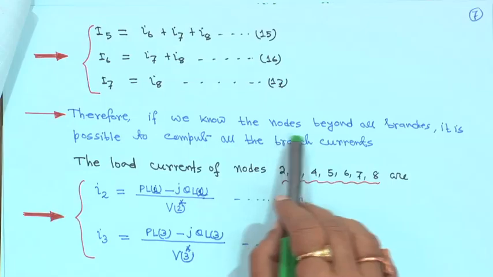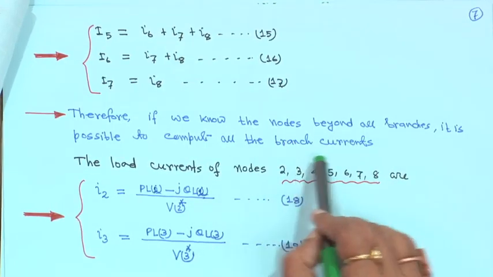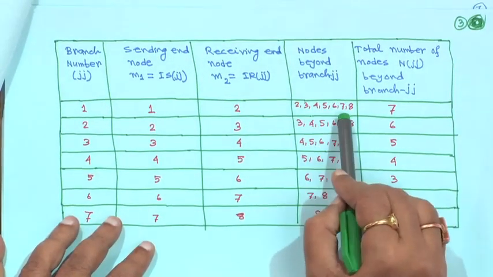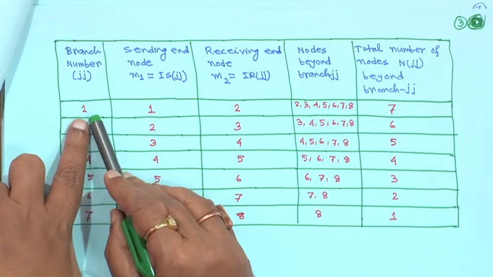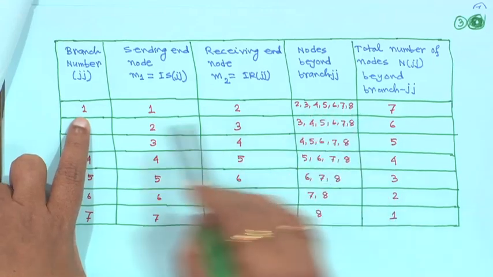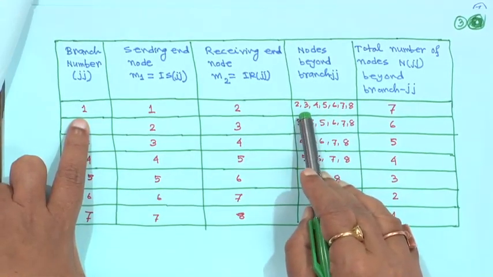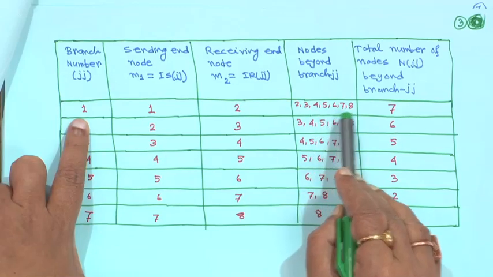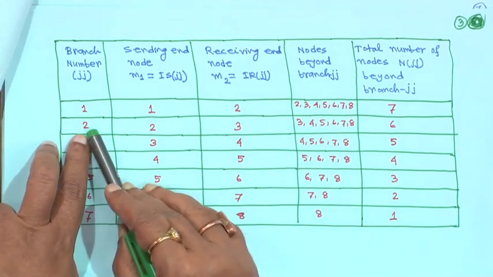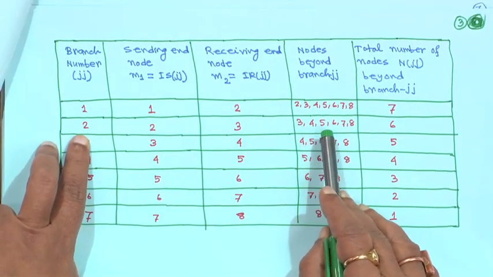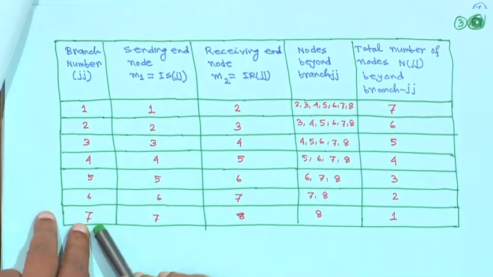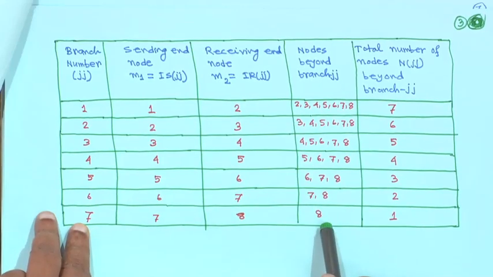Now, therefore, if we know the nodes beyond all branches, it is possible to compute all the branch currents. That means, in this table, if you know all the nodes beyond each branch, then automatically the branch 1 current can be computed. That means beyond branch 1, these are the nodes 2, 3, 4, 5, 6, 7, 8. Therefore, capital I1 is equal to small I2 plus I3 plus I4 plus I5 plus I6 plus I7 plus I8. If you know the nodes beyond branch 2, then capital I2, the current, will be small I3 plus small I4 plus small I5 plus small I6 plus small I7 plus small I8, whatever we have just seen. Similarly, capital I7 will be equal to small I8, right.